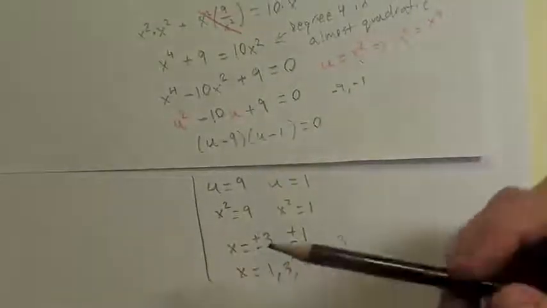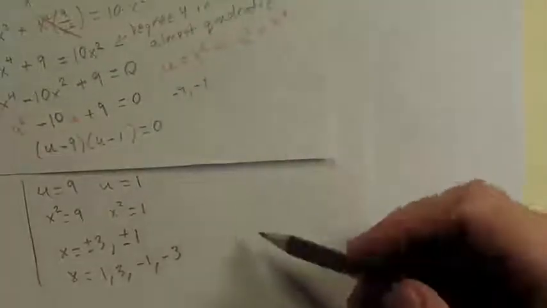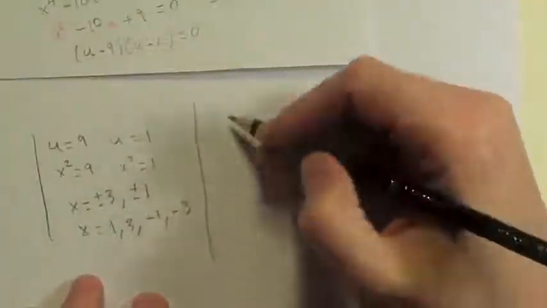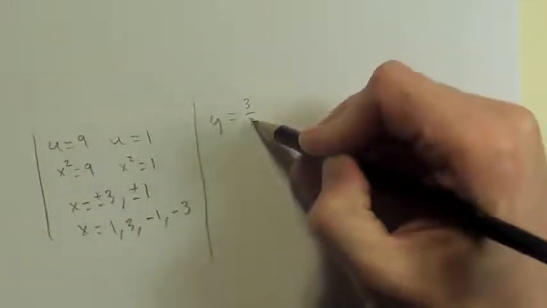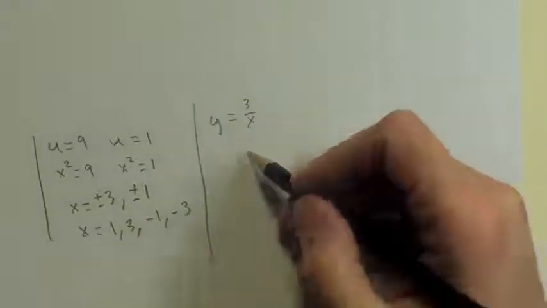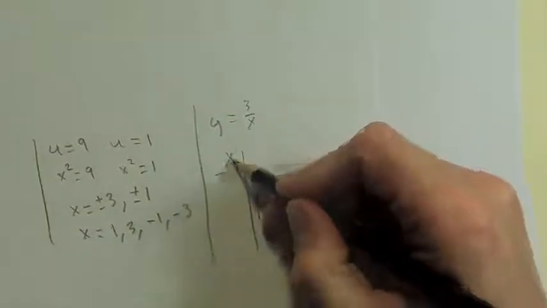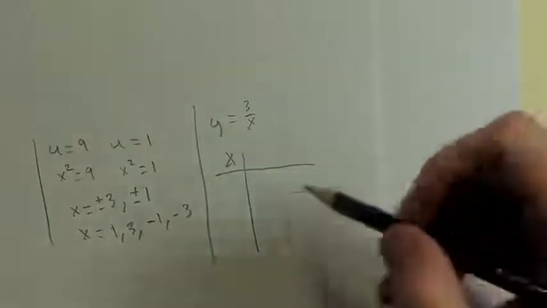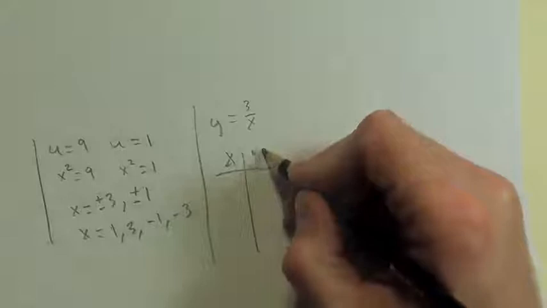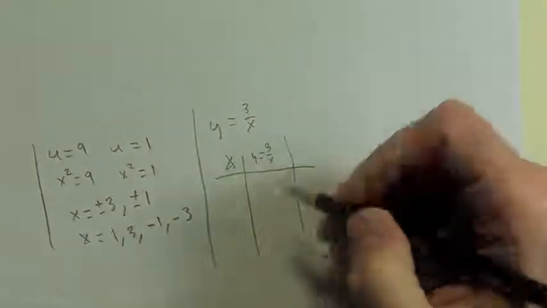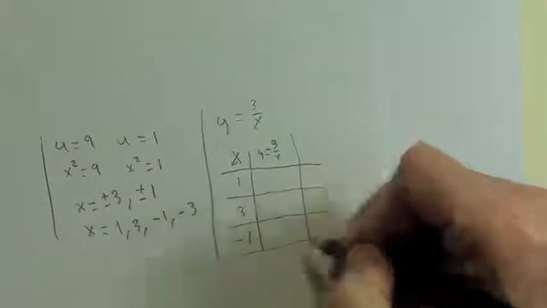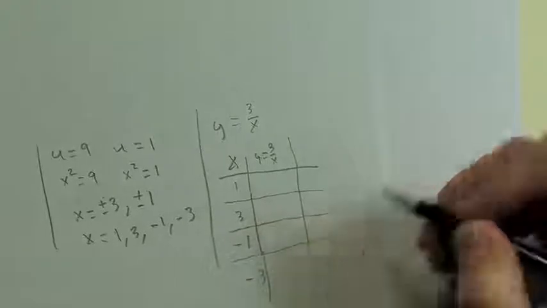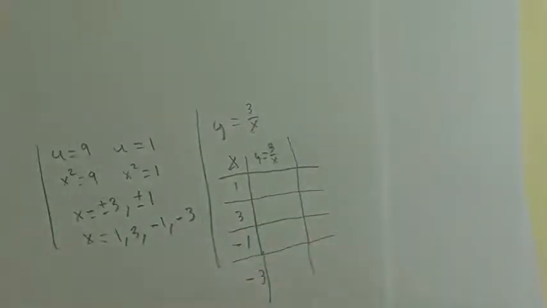Okay, so I'll do that over here. If you remember, if we go all the way back up here, y was 3 over x. So I'm going to use that. Okay, and I'm going to set up a table, since I have 4 values here. So I have 1, 3, negative 1, negative 3, and this is just to make sure I keep everything aligned and mapping to the right thing.